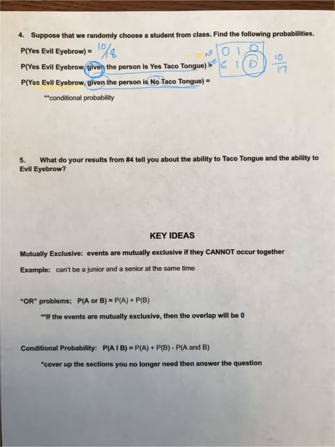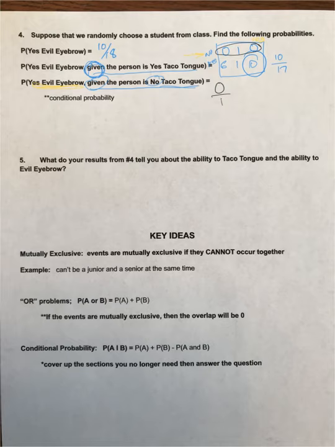Well, the yes for evil eyebrow is a 0. Okay? So you have 0 out of how many in this row? There's only 1 in that row, and it was a sort of. So you had a 0 out of 1. So there's a 0 probability that you're going to pick an evil eyebrow, given that the person said no for a taco tongue, because there weren't any that said yes in that column that said no for a taco tongue. This is pretty hard to understand, but hopefully the chart gives you a little clarity.